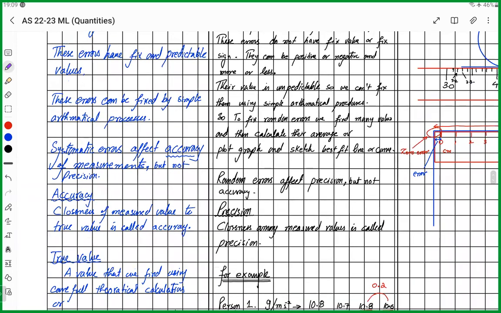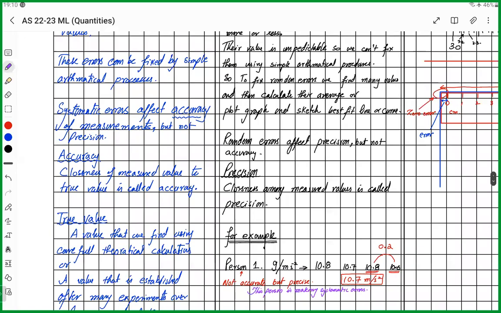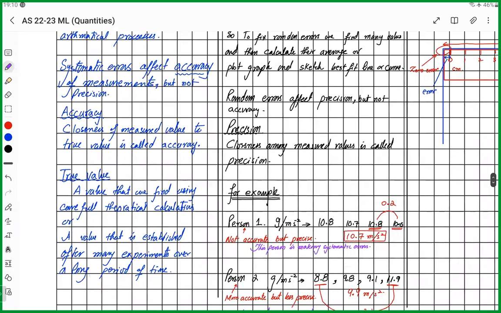Random errors affect precision. Systematic errors affect accuracy. Accuracy means closeness of the measured value to the true value. Precision means closeness of measured value to other measured values. And the examiner gives you a very straightforward theory question. What is precision? What is accuracy? What is systematic error? What is random error? Very straightforward question seen too many times in exams in previous years.